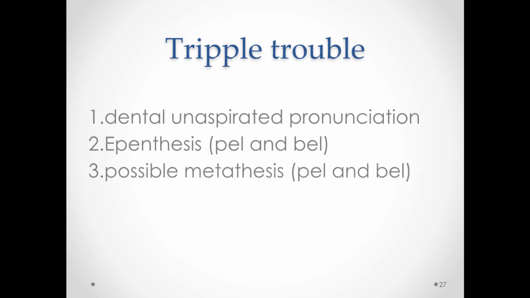Finally, there could be a possible metathesis. Peel and bill over there. Metathesis is the reorganization of sounds to make it easy. So instead of saying triple trouble, the person might say triple trouble. Okay, similar to epenthesis. The E and the L at the end are inverted to make it easier to pronounce.